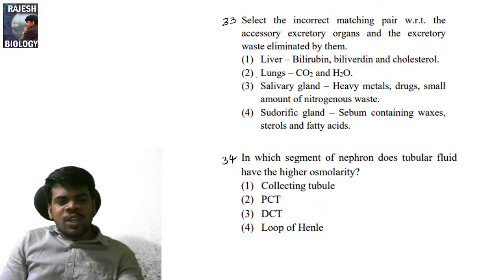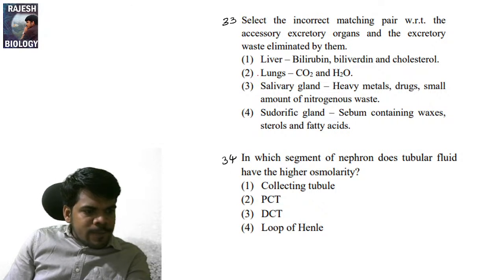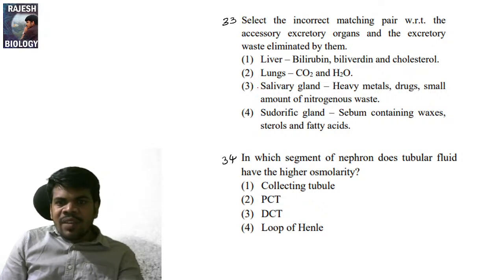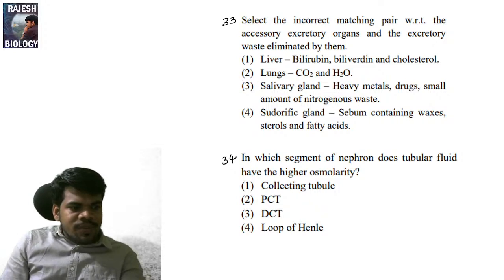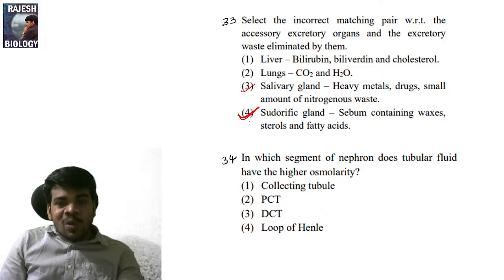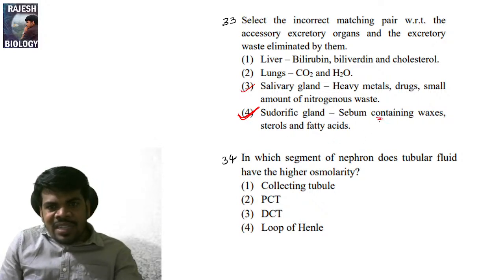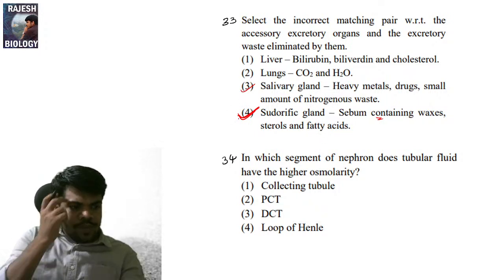Lungs, CO2 and H2O both correct. 33, who said 3? Saujanya. Salivary gland, heavy metals, drugs, small amount of nitrogenous waste. Correct only it is. It is also correct. Sudoriferous glands, they are also called sweat glands. They are not going to excrete sebum containing waxes, sterols, fatty acids. These are not there in the sweat. So the right answer is 4.